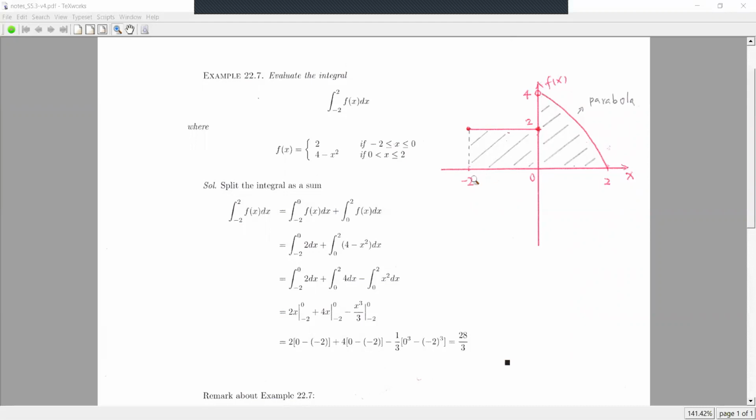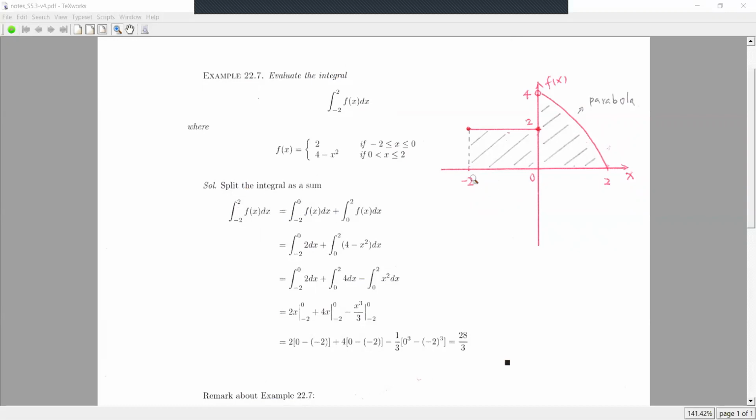Because the function is not continuous from negative 2 to 2, we cannot directly apply the fundamental theorem to compute this integral from negative 2 to 2. The condition to use the fundamental theorem is that the function should be continuous. In order to use it, we need to split this integral into a sum of smaller integrals.